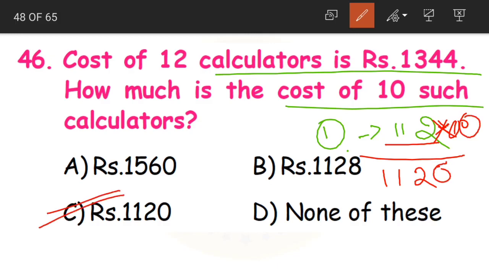So 1120 rupees is the cost of 10 calculators. Yes, 112 into 10 is equal to 1120.